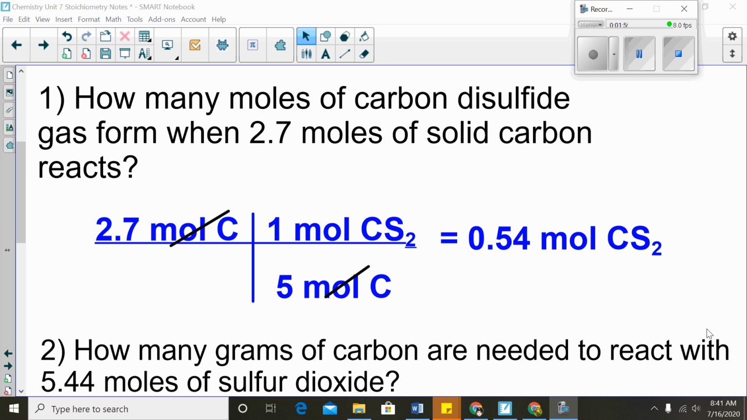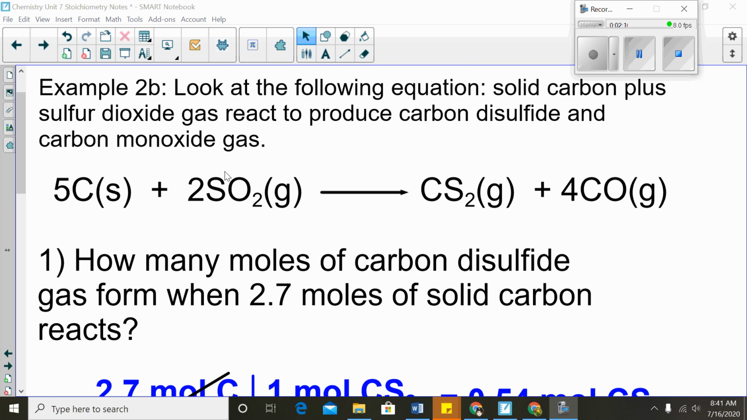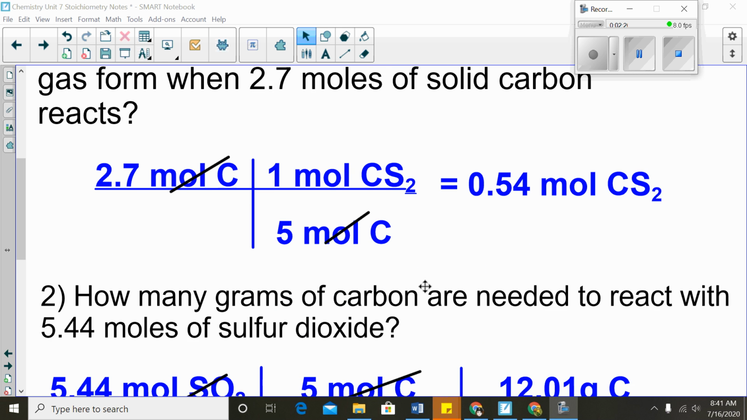Now look at question 2. How many grams of carbon are needed to react with 5.44 moles of sulfur dioxide? So now instead of 2.7 here, you have 5.44 moles of SO2, and you're being asked to find grams of carbon. So let's see how this is done.